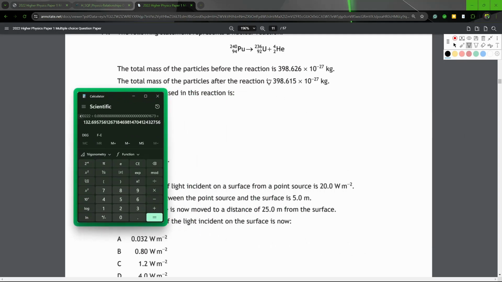The way we're going to do this is we're going to take these numbers away. You see there's a very small difference between them. That small difference is converted directly into energy, which is how we're going to calculate it. So this is just kind of a shove in a calculator and hope for the best question. So not much to do here except watch me type numbers in.